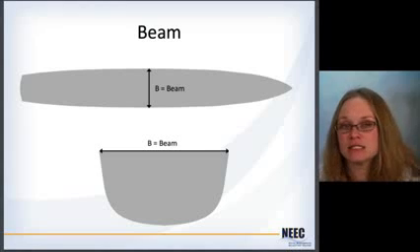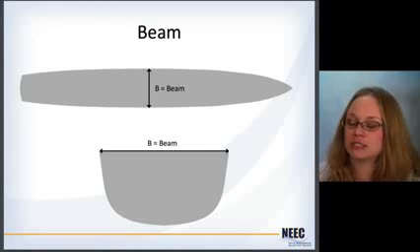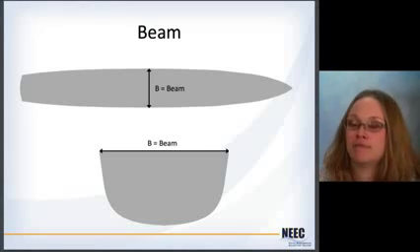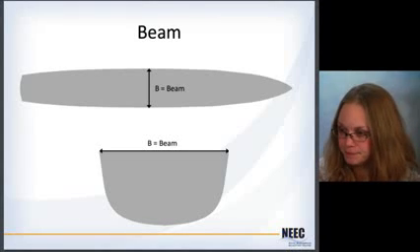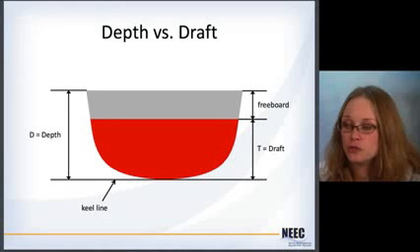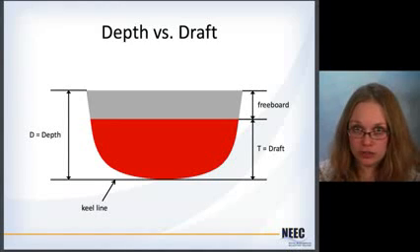Right. Beam is the width of the ship. It is almost always just the maximum beam, which is almost always at midships. So here's an example of what that means in terms of some of the slices of the hull that we've already seen.